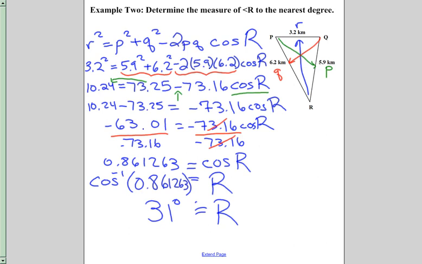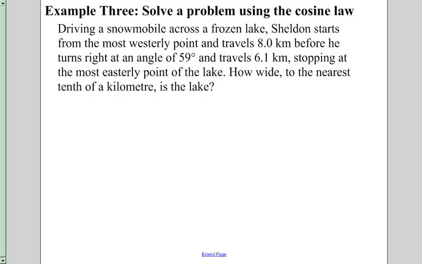Okay, and last but not least, a problem. So we need to draw the picture, and we're hoping to get a triangle, otherwise we've set it up incorrectly. So this question deals with north, south, east, west. So just to remind you, never eat shredded wheat, never eat sour watermelon, or whatever you've learned. And we need to draw a picture of a frozen lake. So Sheldon starts from the most westerly point of the lake. So if we start on this side and travels 8 kilometers.